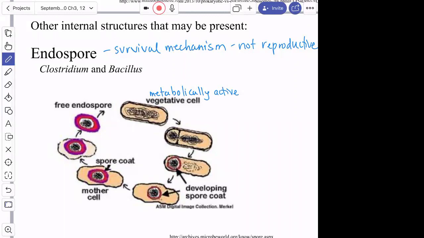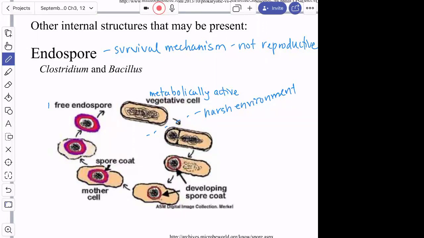So if you've got a metabolically active cell and it encounters some kind of, let's say, harsh environment, that might cause it to start to sporulate. And you can see we end up with one free endospore from one vegetative cell. So that's not reproductive. As we'll see when we look at fungi, they make spores as well. They make hundreds of spores from one structure. So that's a reproductive structure.